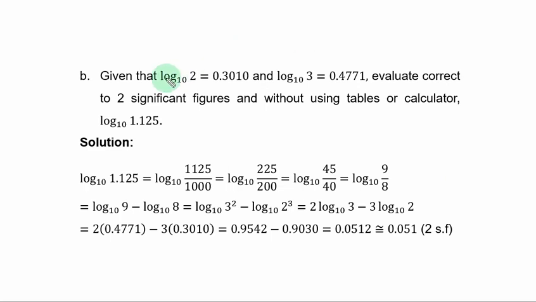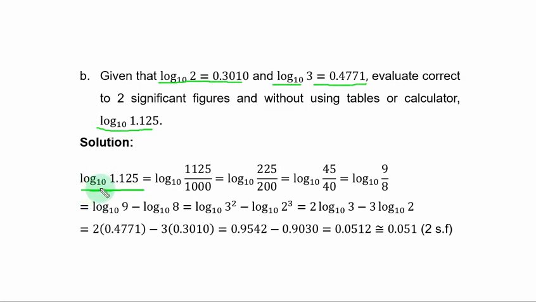Question 1b, given that log 2 base 10 is equal to 0.3010 and log 3 base 10 equal to 0.4771, evaluate, correct to 2 significant figures and without using tables or calculator, log 1.125 base 10. Now you are expected to simplify this problem to log 3 and log 2.